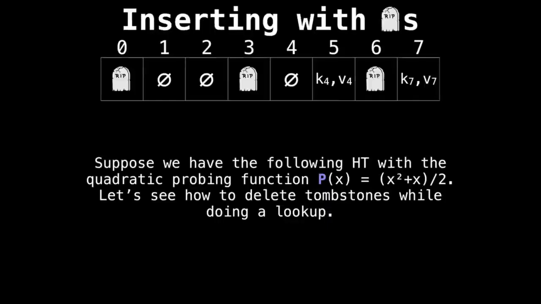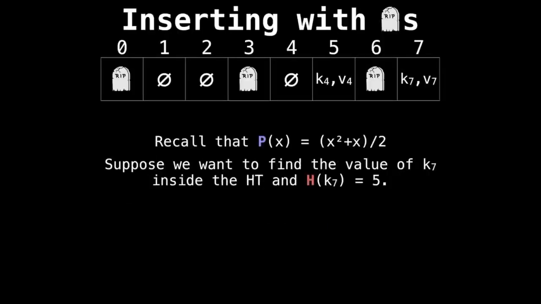Alright, suppose this is our hash table of size 8, and we're using the quadratic probing function p of x equals (x squared plus x) divided by 2, and let's see how tombstones come into play when we want to do a lookup. So suppose we want to find the key K7 inside the hash table, and the hash value for K7 is 5.